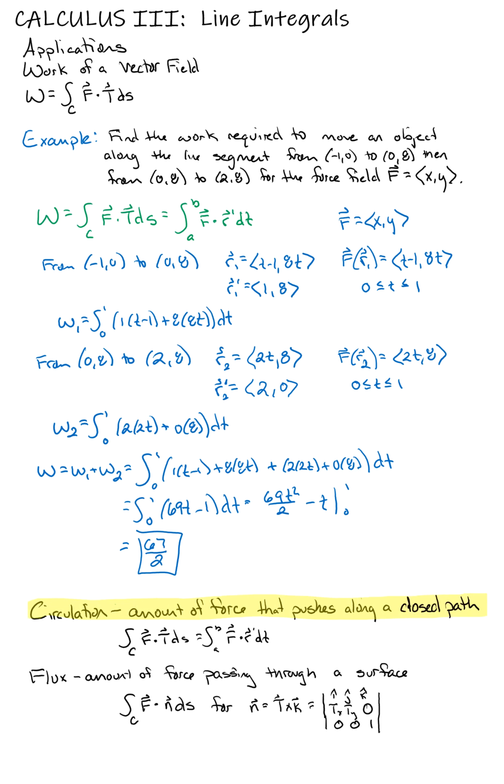So if you're looking along a closed path, and I'm looking at the force that's pushing along that, that is circulation. You'll notice that circulation is the line integral of F dotted with T ds. Simply the line integral of a vector field, which we'll write as the regular integral from a to b of F dotted with r prime dt.